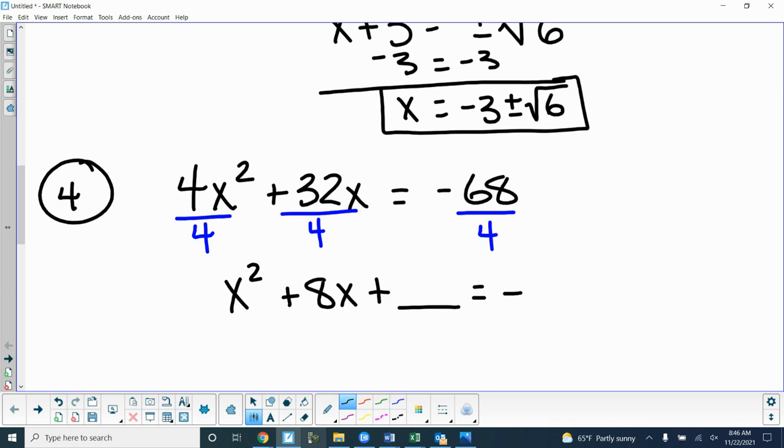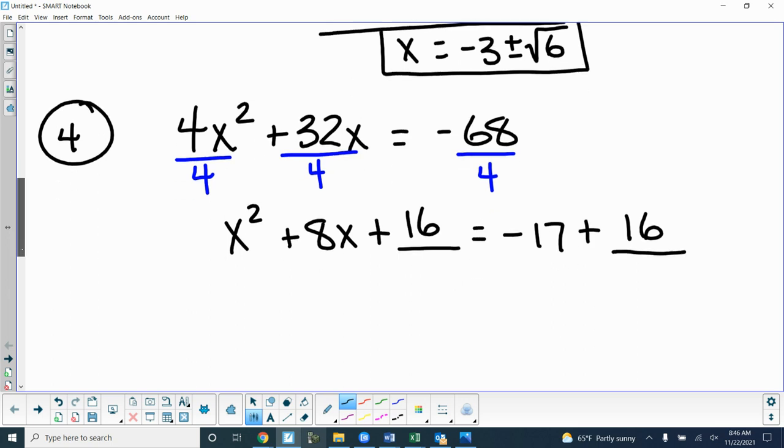What is that? Negative 17, right? When I divide 68 by 4. Okay, so what's half of 8? 4. 4, and what's 4 squared? 16. Questions on filling in the blank?